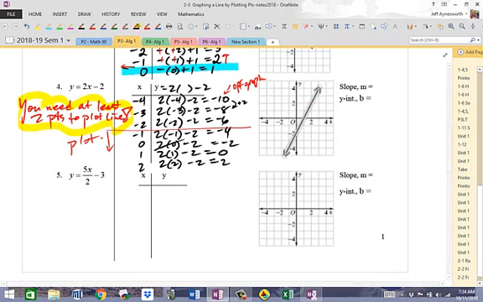Okay, and from there you can identify the slope. So it's up 2, right 1. And that's a slope of 2 over 1, or 2. Remember, it's rise divided by run.